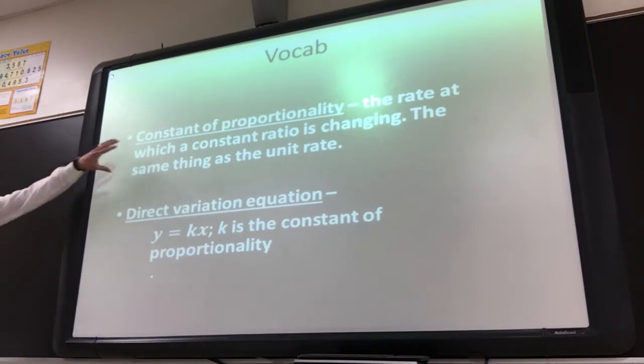So the first term that you need to get, that you're going to see quite a bit over the rest of the year, is called constant of proportionality. Constant of proportionality. And it is the rate at which a constant ratio is changing.